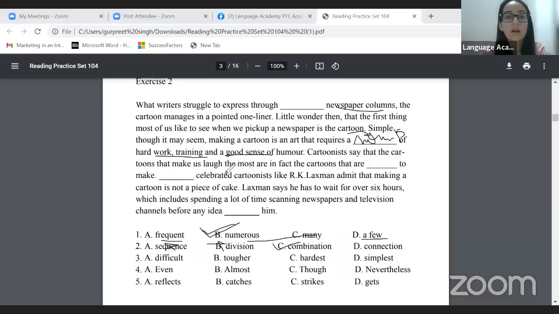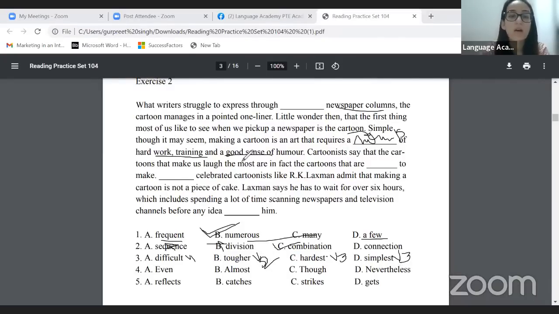Cartoonists say that the cartoons that make us laugh the most are in fact the cartoons that are dash to make. So when we look at the options, we have V1 difficult, we have V2 tougher, and then we have two options in V3. That means the answer is based on understanding of the forms of verbs. So you should be selecting your answer based on which form of verb is the sentence in.